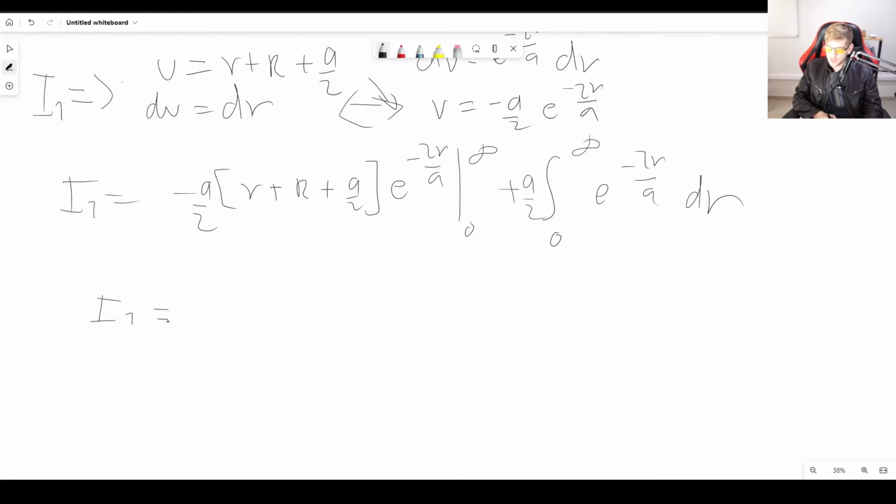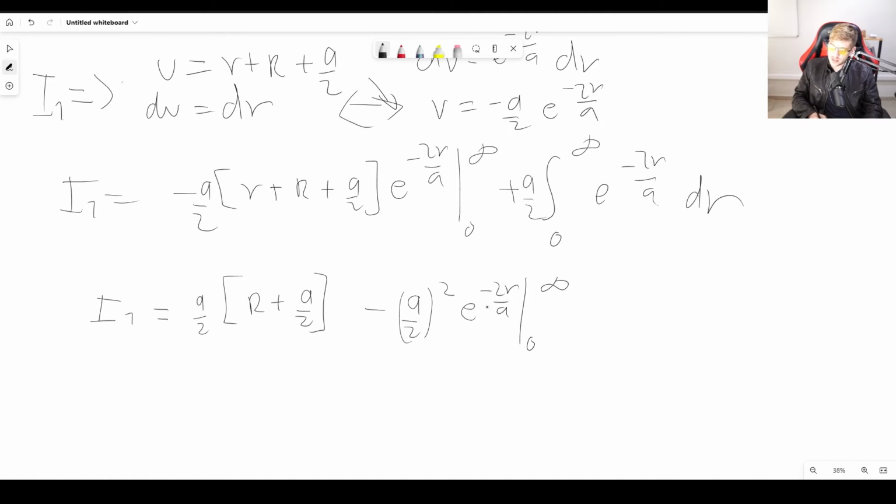So I1 will be, well, evaluated at infinity, this thing goes to 0. So we are only left with the second part, which will have a minus in front, so the minus goes away. Then evaluated at 0, we get r plus a over 2, and the exponent is 0, so the exponential is 1. And then we have this integral right here, which will be minus a over 2 squared e to the minus 2r over a between 0 and infinity.